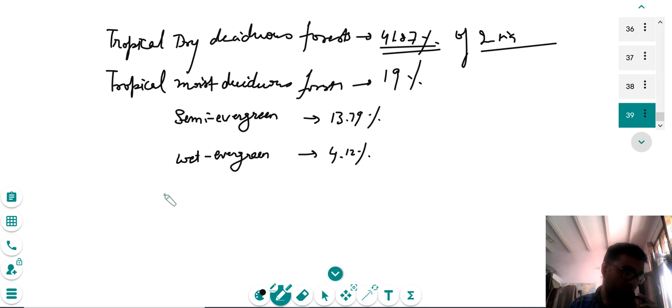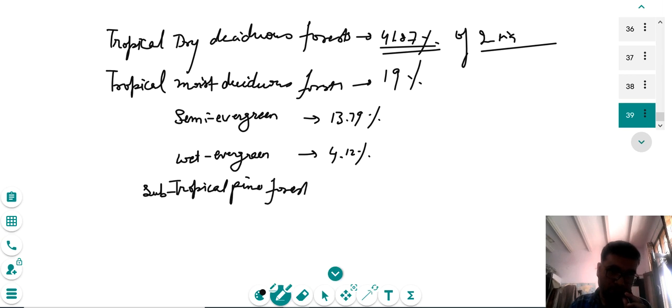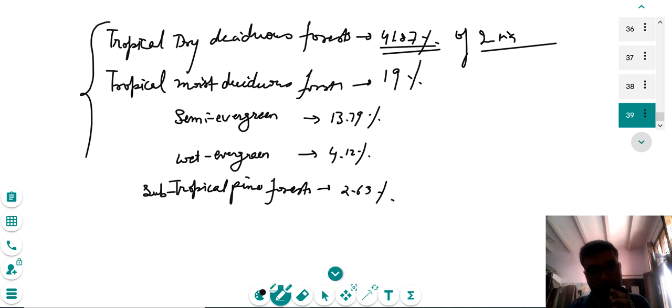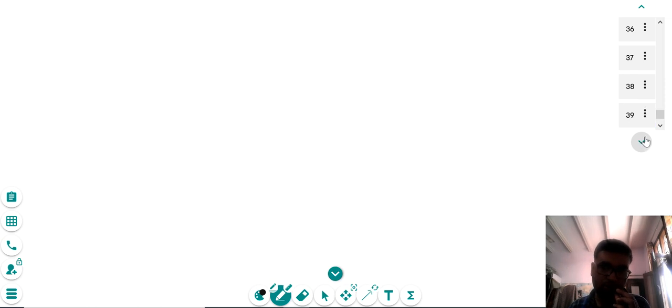And then here is the subtropical pine forest. Subtropical pine forests have 2.63% of India's geographical area. So this is the representation of the different types of forest in India, how they are distributed.